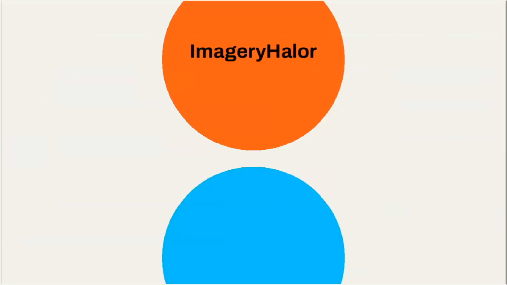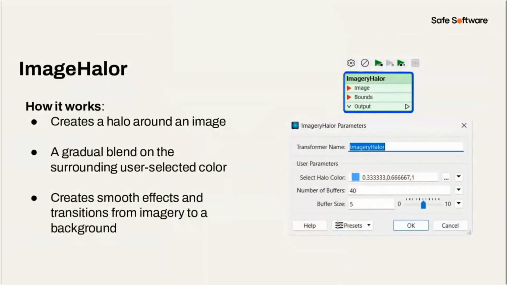All right, so last but not least is the image haloer. What this transformer does is create a halo around an image, and it's basically a gradual blend of the surrounding user-selected color. As you can see on the right, you can select a halo color. We've chosen a blue here, but you have all those color options to choose from. And then the number of buffers and the buffer size are used as ground units.